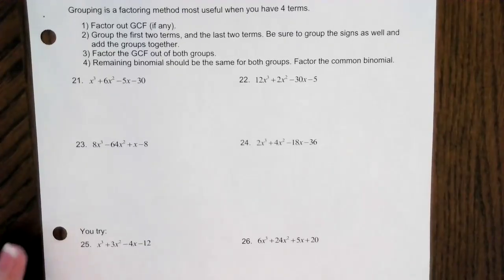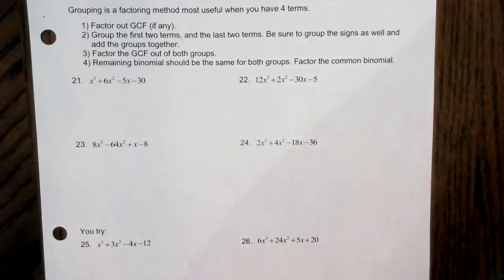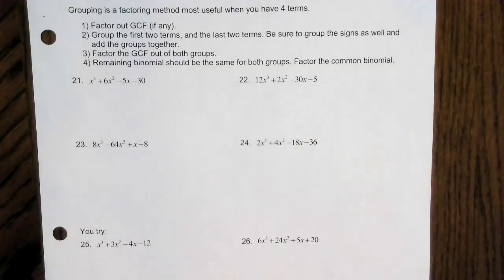Anytime that we factor, we always factor out a GCF. So it tells you to do that first anyway. Regardless of what you're factoring, always factor that GCF. It makes it so much easier and it avoids all kinds of errors. Now that's our step 1. Then we're going to group the first 2 terms and the last 2 terms and factor the GCF out of both of those groups. And then the remaining binomial should be the same for both groups.